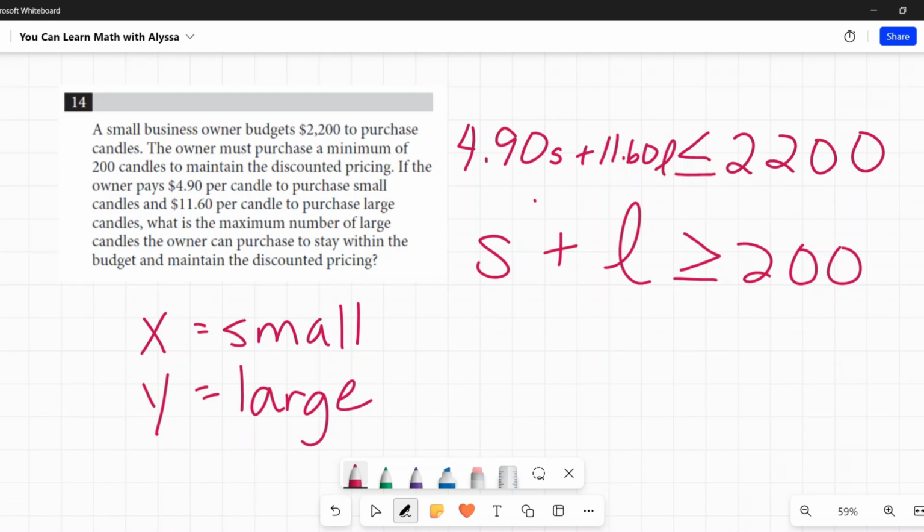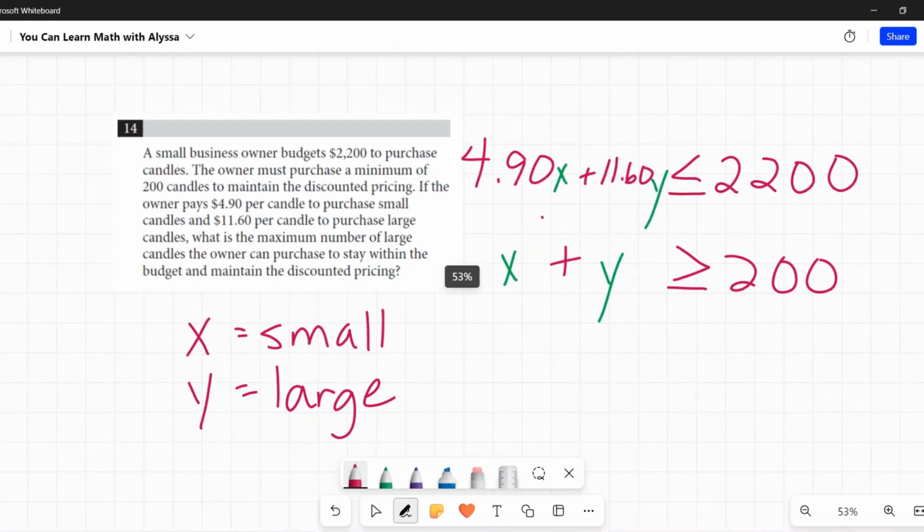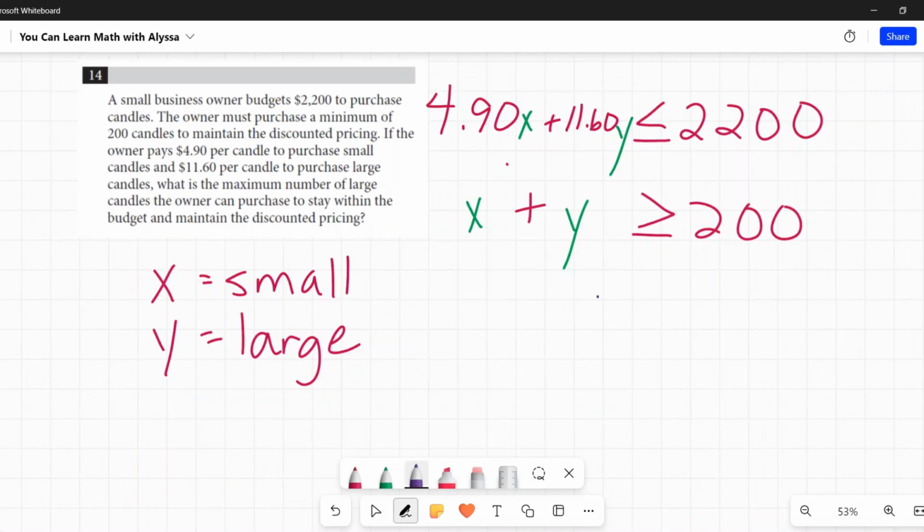So that's what I'm going to do. I'm going to replace these S's and L's with x's and y's. Now, this is the point you need to go over to Desmos. You have your two equations, 4.90x, and that is a 4, not a 9. Let me make that really clear. 4.90x plus 11.60y has to be less than or equal to 2200, and x plus y has to be greater than or equal to 200. All right, so then you've got your two equations.